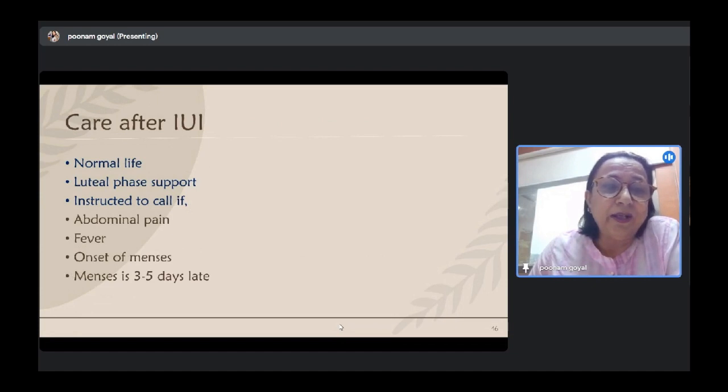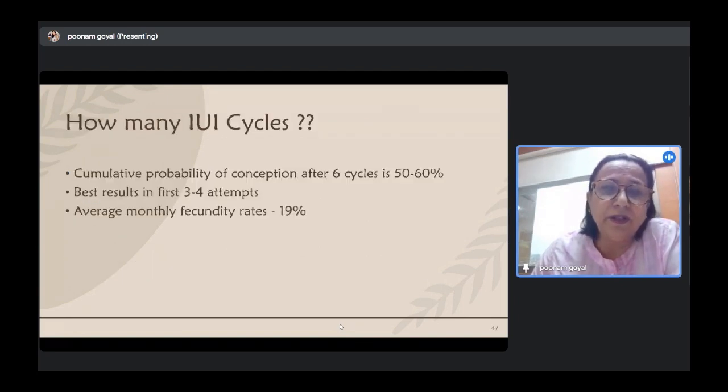Care after IUI: normal life, luteal phase support, instructed to call if abdominal pain, fever, or onset of periods. Bleeding may be there in between, and usually the periods are late by 3 to 5 days.